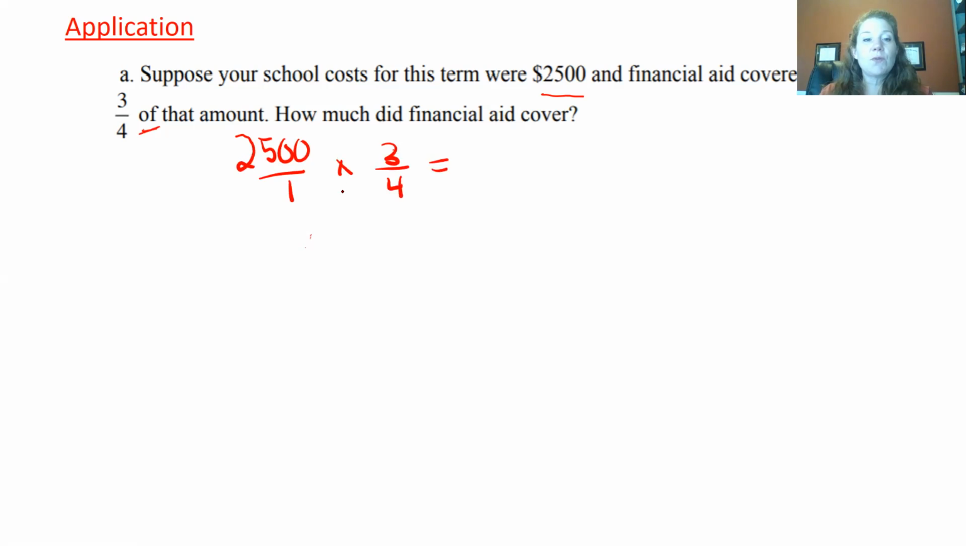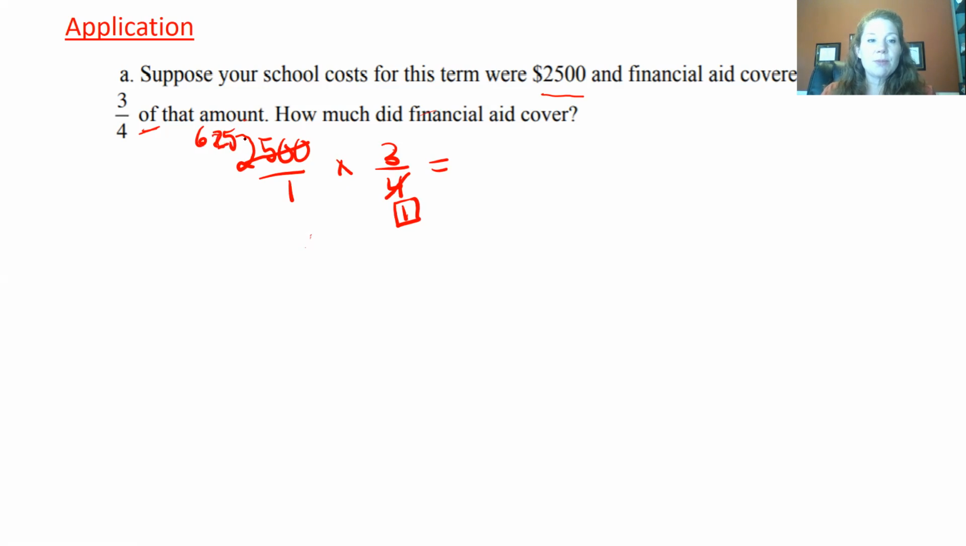So I wonder if 4 can go into 2,500. Let me see. Let's see what 2,500 divided by 4 is, is that a whole number? It is. It's 625. So I'm going to go ahead and divide 4 by 4 and get 1, and 2,500 by 4 and get 625.